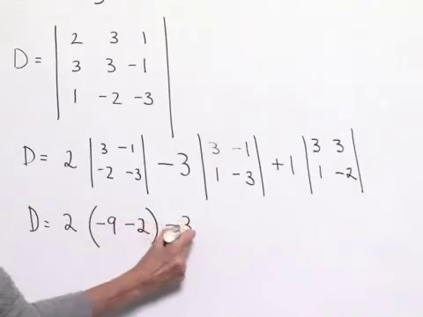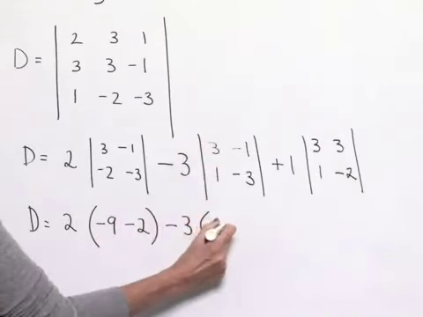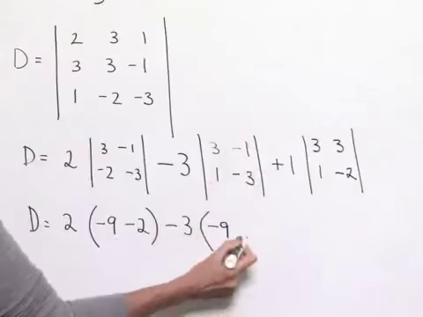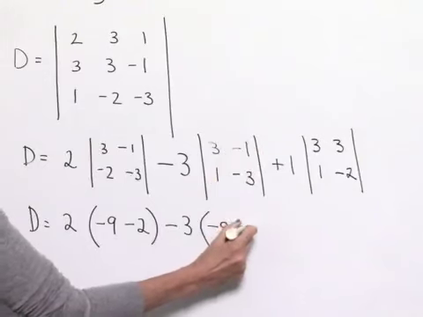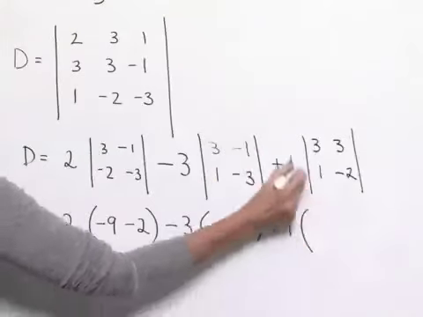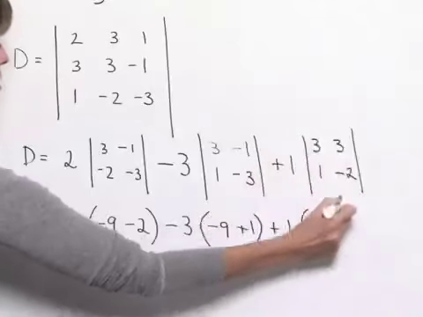Let's do the same thing for the next determinant. We're going to have 3 multiplied times negative 3, that's negative 9, minus 1 times negative 1, which is negative 1, so subtracting a negative 1 is the same as adding 1. Plus 1 multiplied times 3 times negative 2 is negative 6, minus 1 times 3, which is 3.